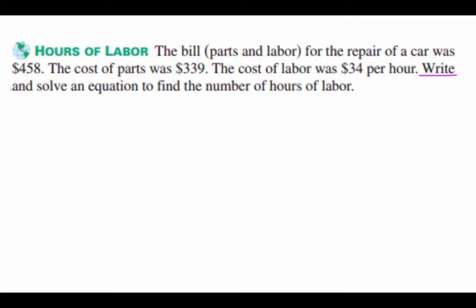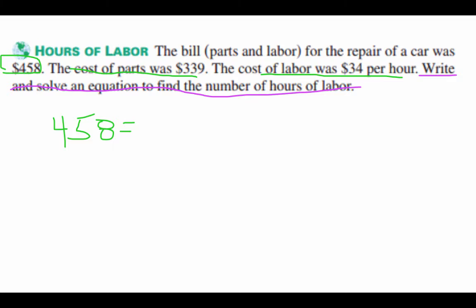So write and solve an equation is the question. So we need to make sure that we A, write an equation, and B, solve the equation to find the number of hours. Now let's go find some important information. All right, the total was 458, cost of parts $339, and the labor was $34 an hour. So how can we write an equation that represents this? Well, we know that the total was 458. Total is another way of saying the word equals. So when we see that, we know the total cost of parts was $339, and we know that the labor was $34 an hour, but we don't know how many hours they worked. That is the question, right? So that is our unknown.